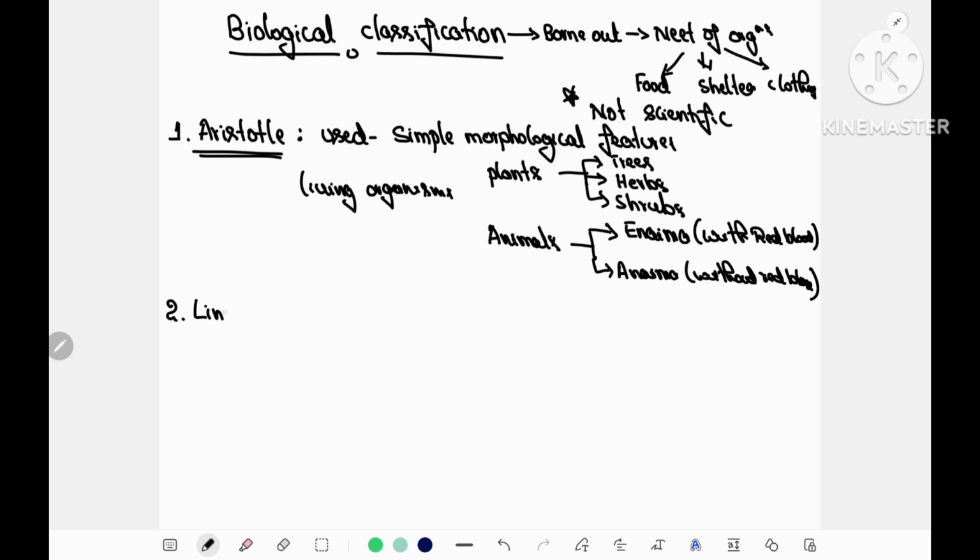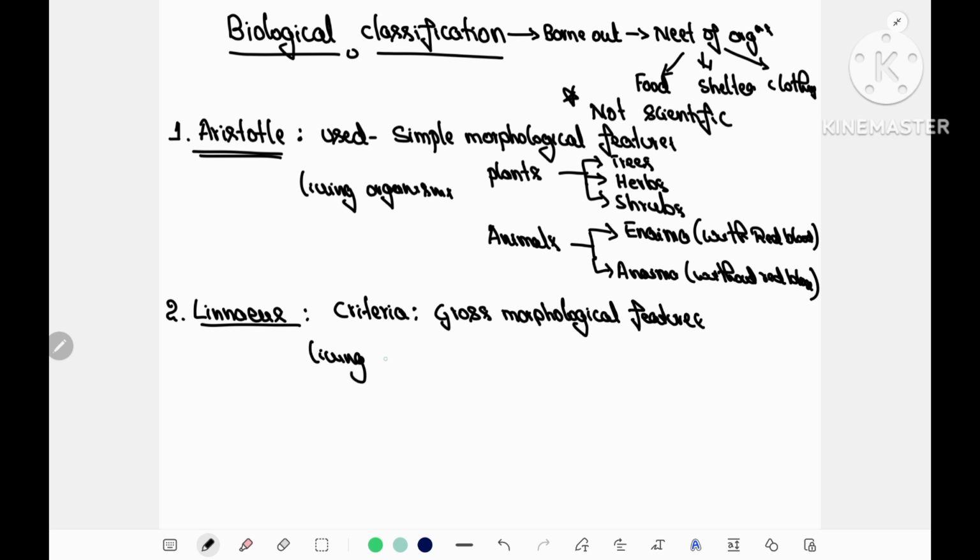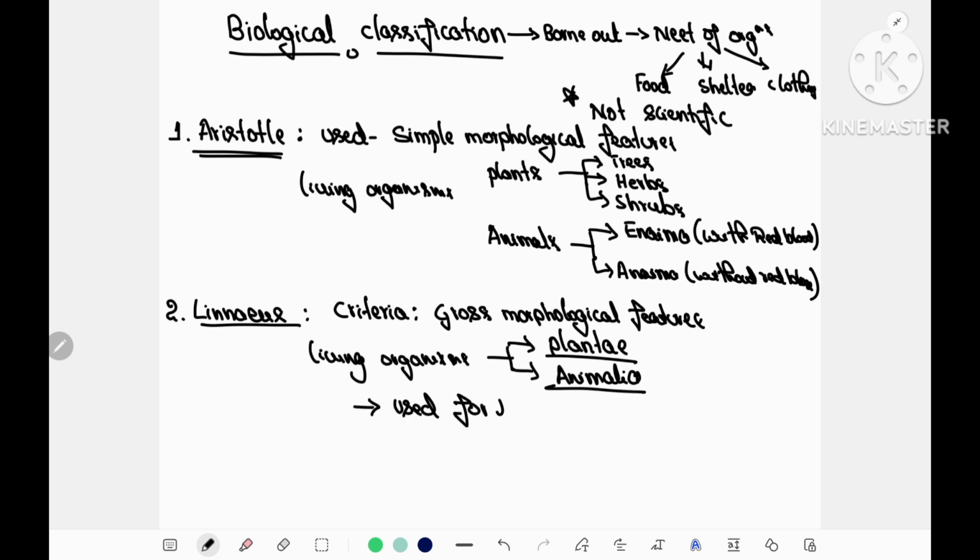Later, another scientist, Carolus Linnaeus, you could remember from the first chapter, the living world, proposed a binomial system of nomenclature, and he also has a contribution in proposing 2 kingdom classification. He used gross morphological features as criteria for classification of living organisms, and he classified all living organisms into 2 kingdoms, that is kingdom Plantae and kingdom Animalia. Kingdom Plantae includes all plants and kingdom Animalia includes all animals.